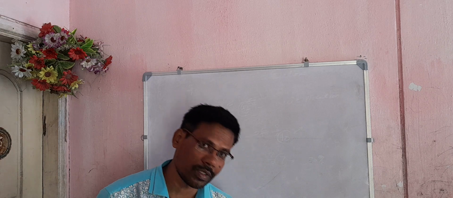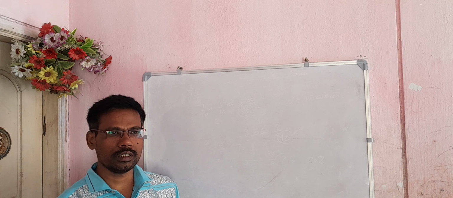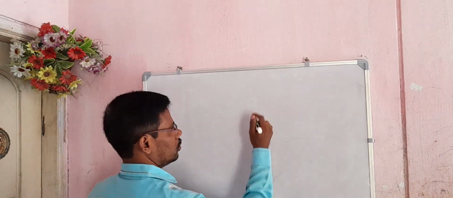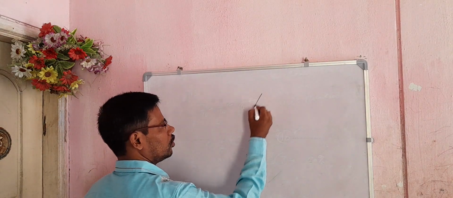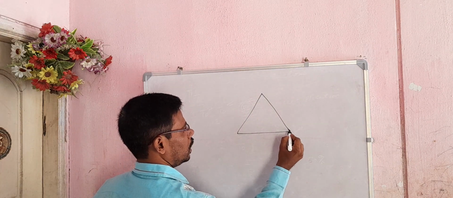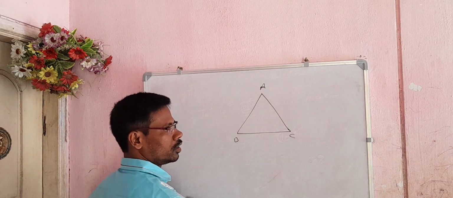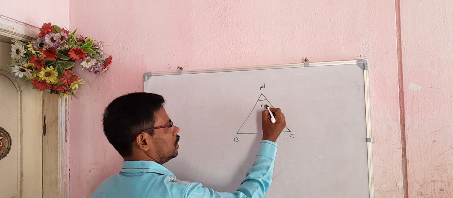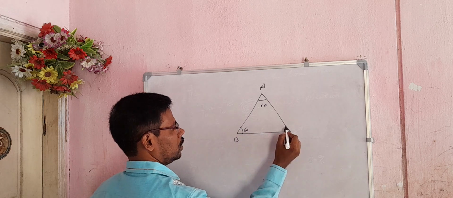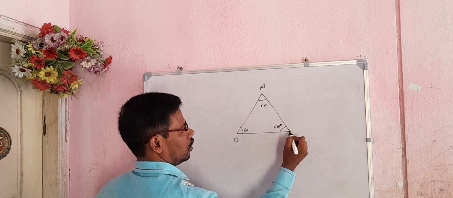So you know the sum of the angles of a triangle is always 180. And one more important property is simple. You know, in an equilateral triangle, all angles are equal. So just 60, 60, 60.